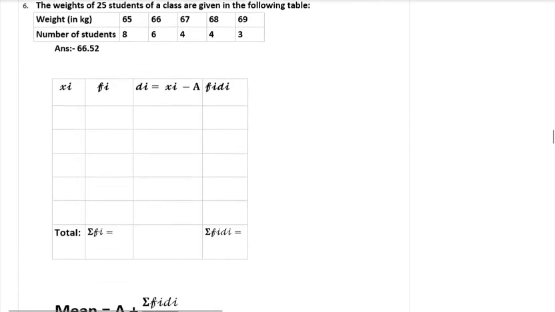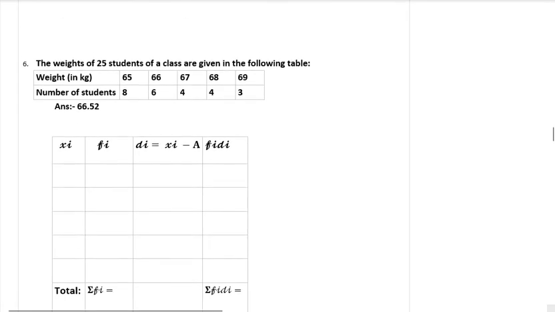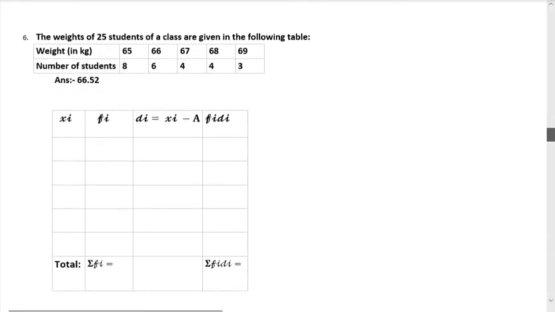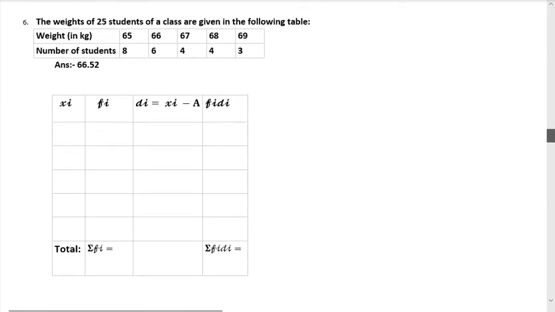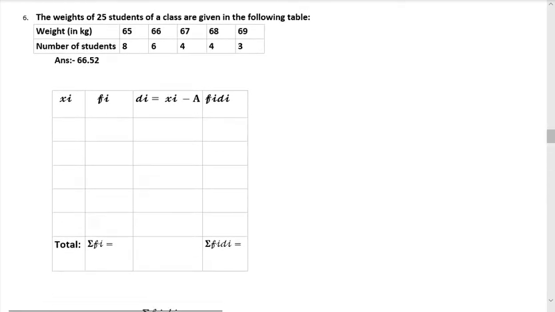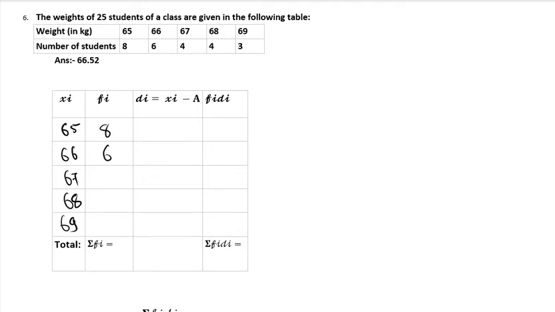Question number 6. Okay, here what they have given is the weight of 25 students of a class in the following table. So let us write the weight, that is xi, that is the observation: 65, 66, 67, 68 and 69. The frequencies are 8, 6, 4, 4, 3.